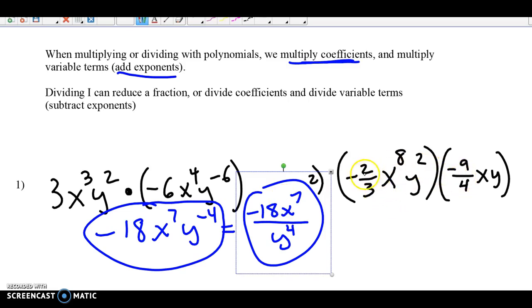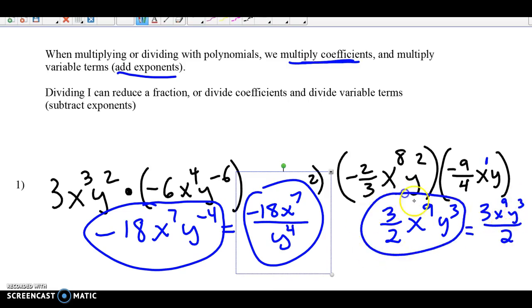Again, multiplying these, negative 2/3 times negative 9/4. Oh no, they're fractions. Well, too bad. All right, but certainly we can handle that. Becomes 18 over 12, which is 3/2. X to the 8th times x to the, it's not written there, but it's a 1, so it's x to the 9th, and y to the 3rd. So that would be an okay way to write this. I could also write it as x to the 9th and y to the 3rd in the numerator over 2. Either one of these I think is pretty good. But notice, no matter how I say it, the coefficient is 3/2.